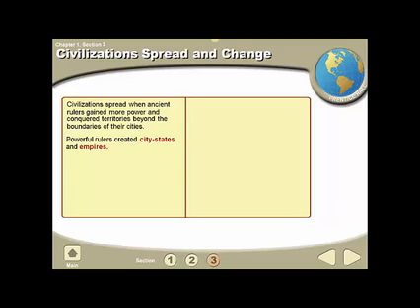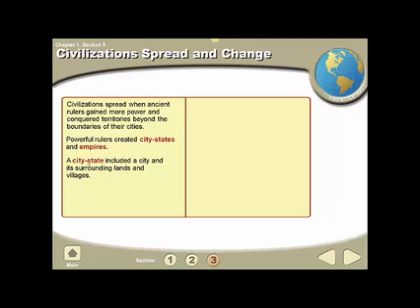Eventually, powerful rulers we're going to see created city-states and empires. So as they conquer more land and more territory, they govern other peoples, other cultures, and bring them into their own. And that's what an empire is. When a ruler or a group conquer another group and bring them into their own sphere.